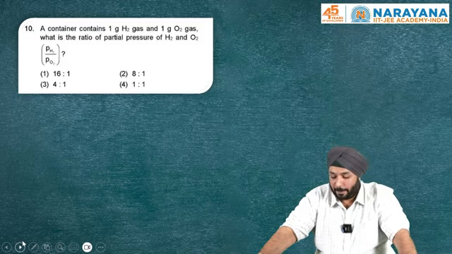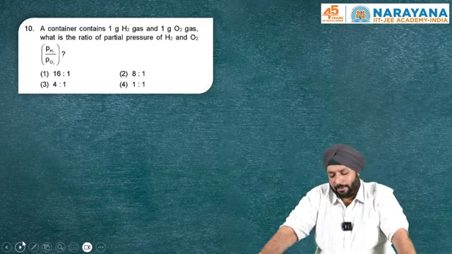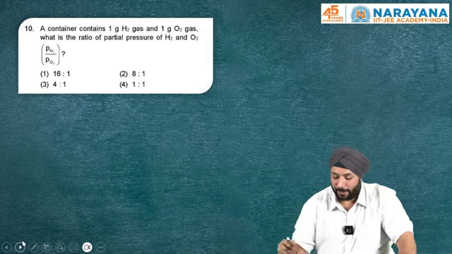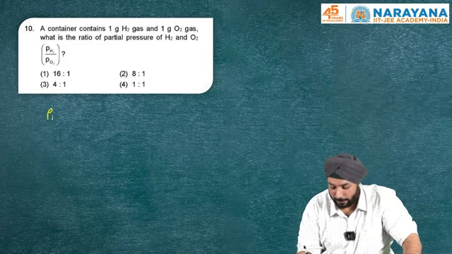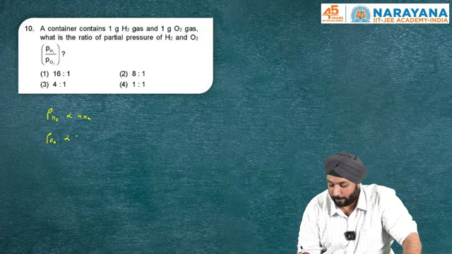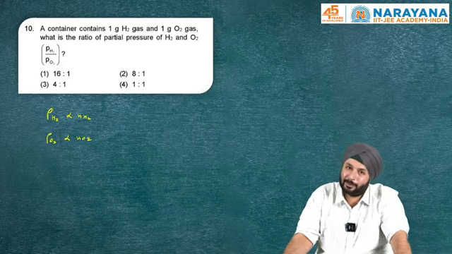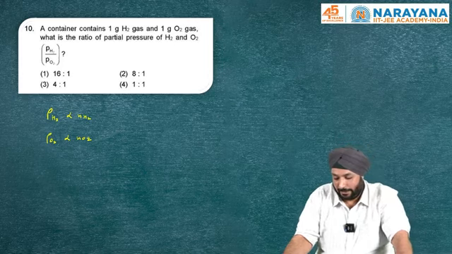Now question 10: a container contains 1 gram of hydrogen and 1 gram of oxygen gas, and we need the ratio of the partial pressure of hydrogen to oxygen. When nothing is mentioned, take temperature and volume as constant, right? So according to the ideal gas equation, PV is equal to nRT. So the partial pressure of hydrogen is directly proportional to the number of moles of hydrogen, and the partial pressure of oxygen is directly proportional to the number of moles of oxygen, right? Now a student might say it's from the gaseous state, which is a deleted portion, but this is a very general formula and every student can easily do it, right?